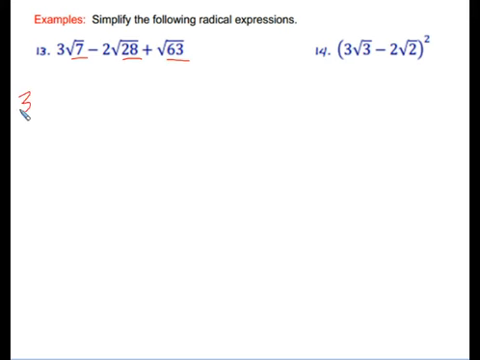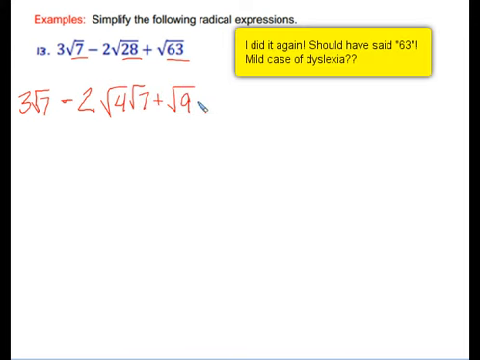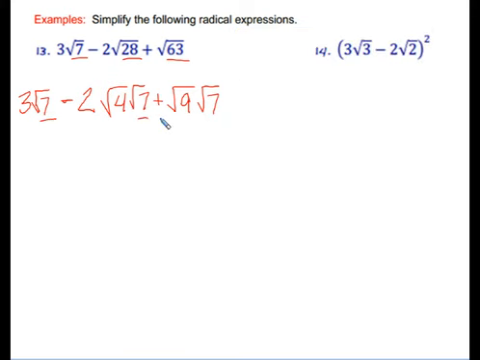So we'll keep this the square root of 7 and the 3 out front. We can break apart 28 into the square root of 4 and the square root of 7. And we can break apart 36 into the square root of 9 and the square root of 7. So notice how it's starting to come together. See these square roots of 7s? Those are starting to become like terms. We might be able to combine some like terms in a little bit.